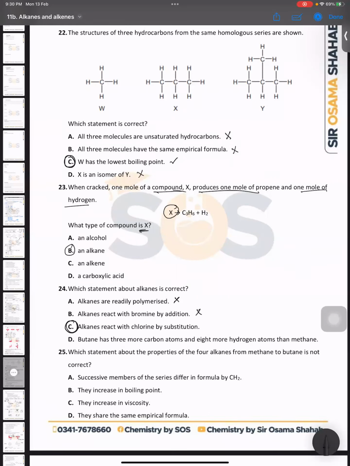Then which statement about the properties of the 4 alkanes from methane to butane is not correct? Not correct is important to see. Successive members of the series differ by the formula CH2. This is a right statement. They increase in boiling point, they increase in viscosity, they share the same empirical formula. That's not right. That is the wrong answer. In alkanes the empirical formula is not always the same; in alkenes it is the same.